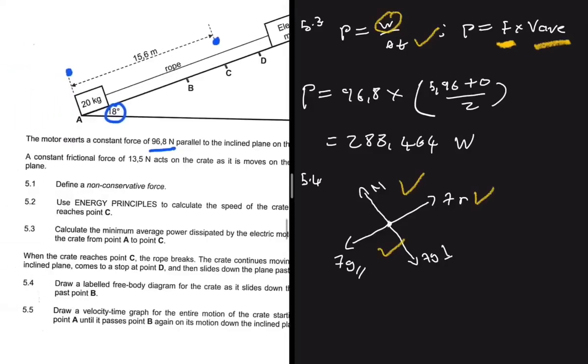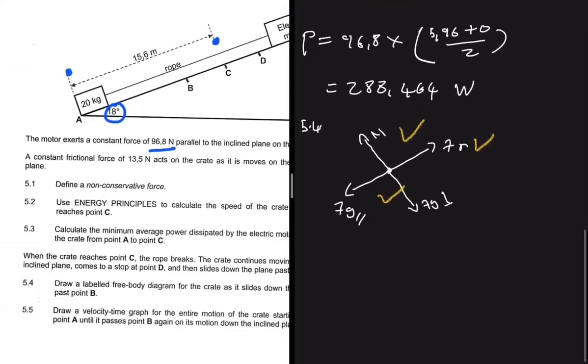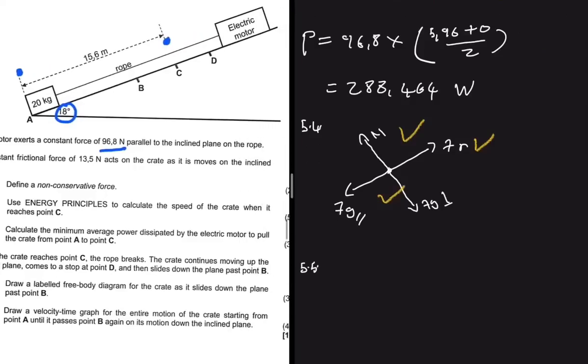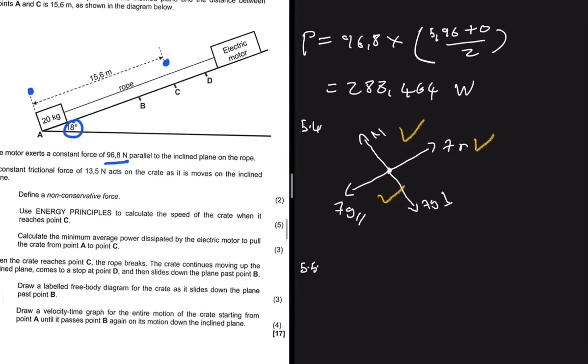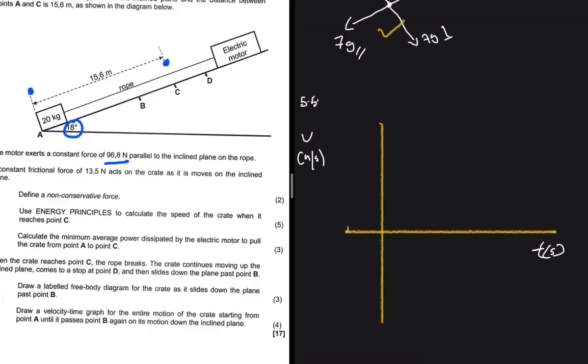Right, and then 5.5, let's look at what 5.5 says. In 5.5, let's do a velocity time graph for the entire motion of the crate, starting from point A until it passes point B, and again on its motion down the inclined plane. Well, so we studied that V is equal to 0.